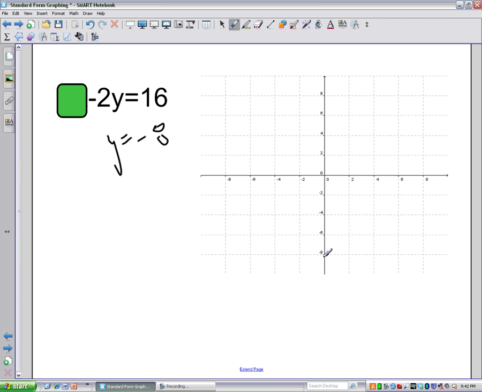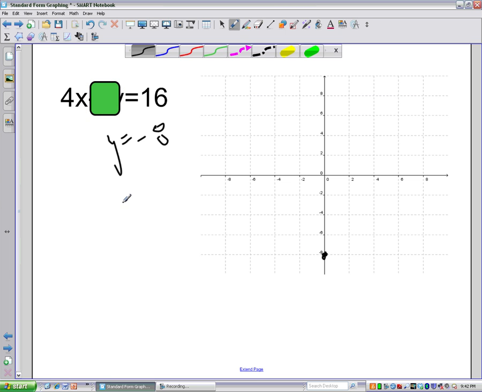And so I plot y equals negative 8. I almost plotted it up there. There's y equals negative 8. And then I do the reverse trick and I cover up this one. And so I get that 4x equals 16. So x has to equal 4. And so there's my other point.